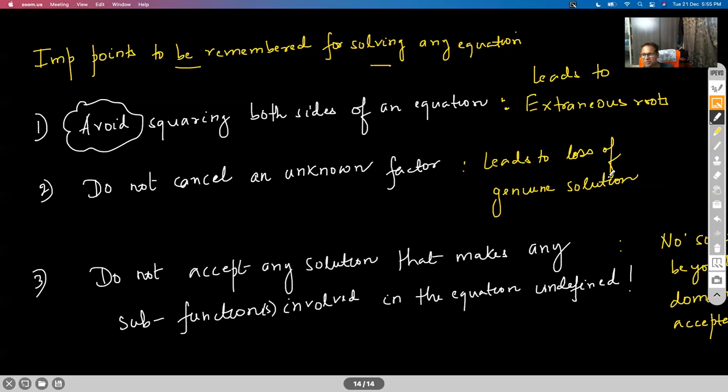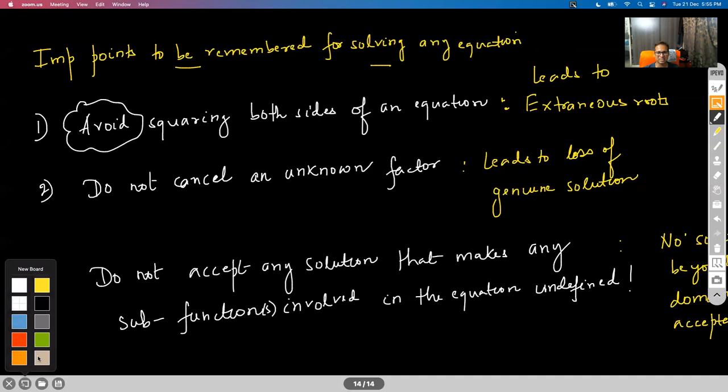Are you getting what I'm trying to say? Whenever you're solving an equation, in whatever way you are solving it, go for it. I'm not restricting the way you would like to solve an equation. But make sure the answers that are coming satisfy the original equation. They should not make any term undefined. Got the point?